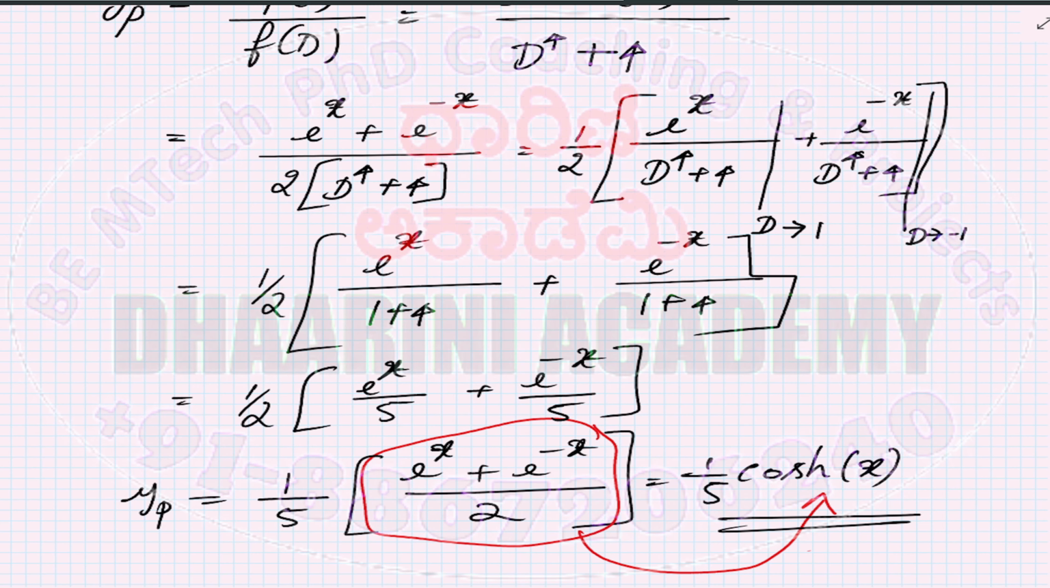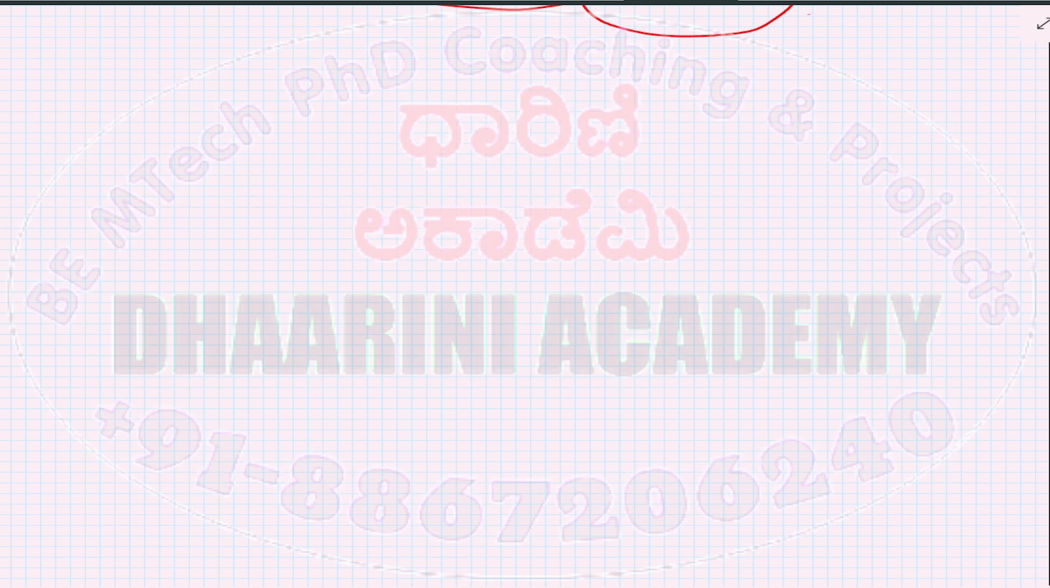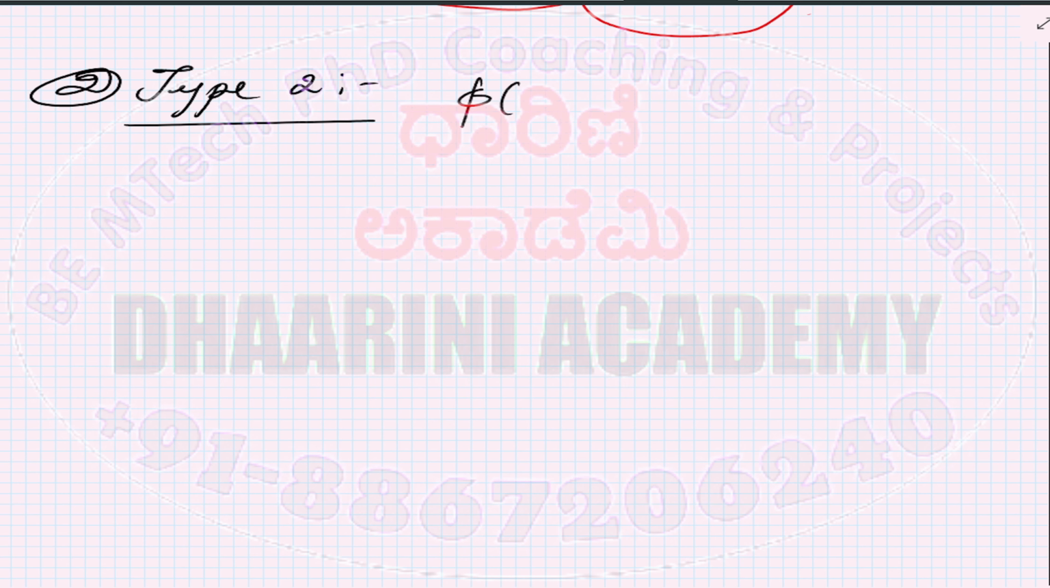Now we'll proceed to the next type, that is type 2. Type number 2 is where phi of x, that is the RHS of your given differential equation, will be either a sine or a cosine function. So that means phi of x is either sine of ax, or it can also be cos of ax.